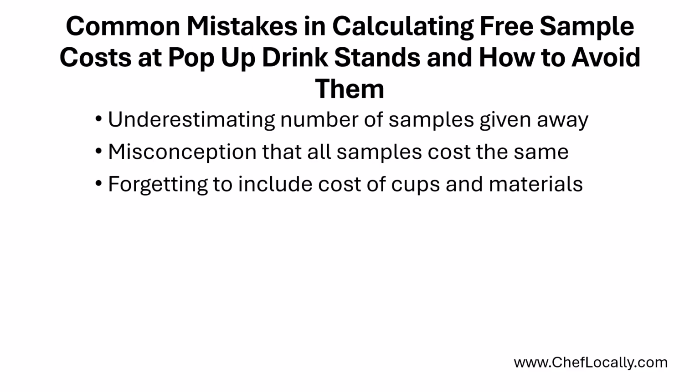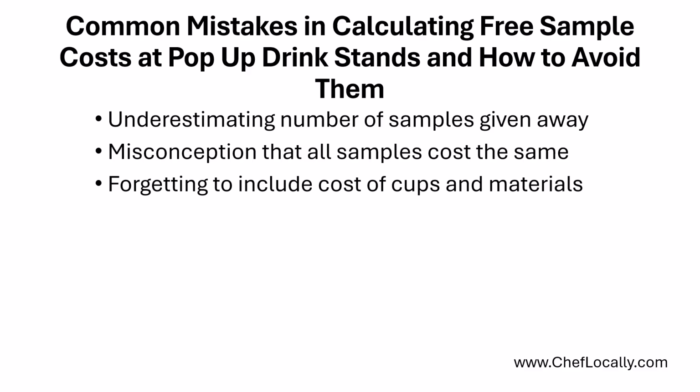A common mistake is underestimating the number of samples given away, which can quickly increase costs beyond what was planned. To avoid this, stands should keep a close count or set a limit on how many samples each person can take. Another misconception is thinking that all samples cost the same. In reality, some drinks might be more expensive to give away than others, so knowing the exact cost per serving is important.